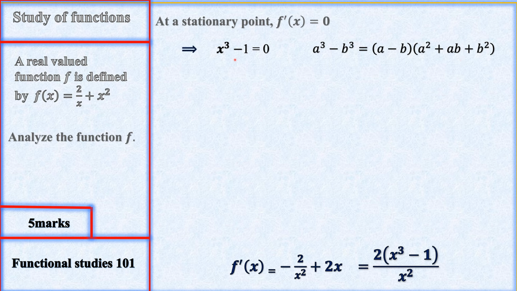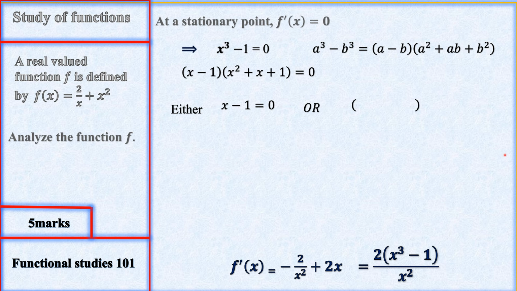Now from here, we just apply it to this part. My a is x and my b is 1, because this can be written as 1 cubed. So applying it, I have x minus 1 into x squared plus x plus 1, which equals 0. From here, either x minus 1 is 0 or x squared plus x plus 1 is equal to 0. The first part is simple, x is simply 1.